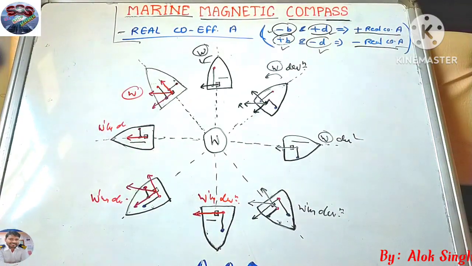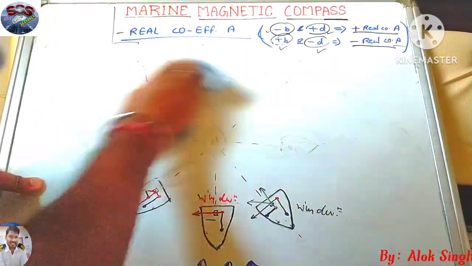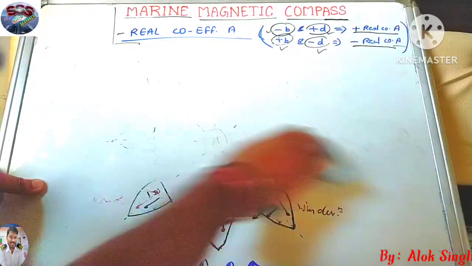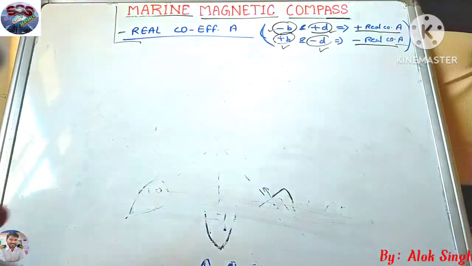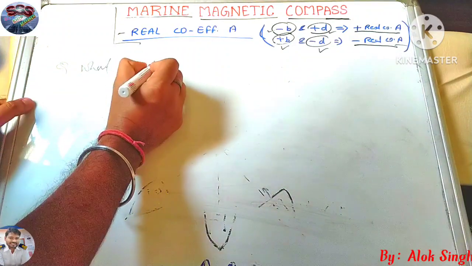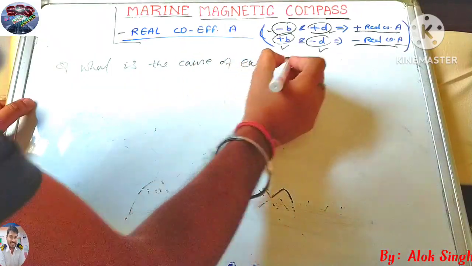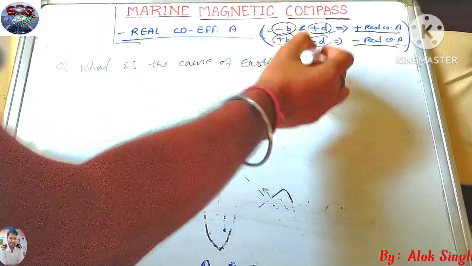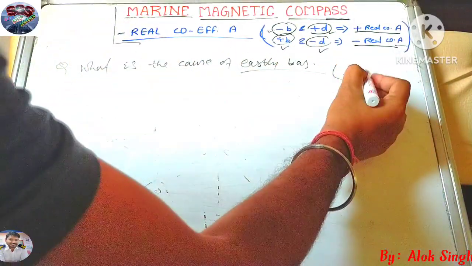Now a question is asked, one question that is asked in our written exam, or it might be asked by the surveyor in the oral also. The question is, what is the cause of easterly bias? When it was easterly bias, the easterly bias was in plus real coefficient A.